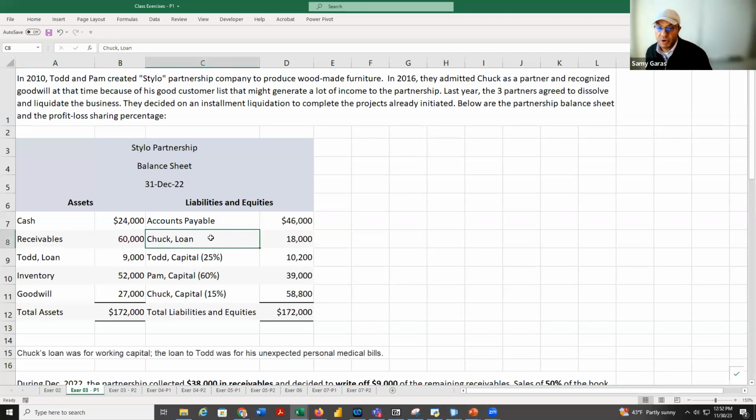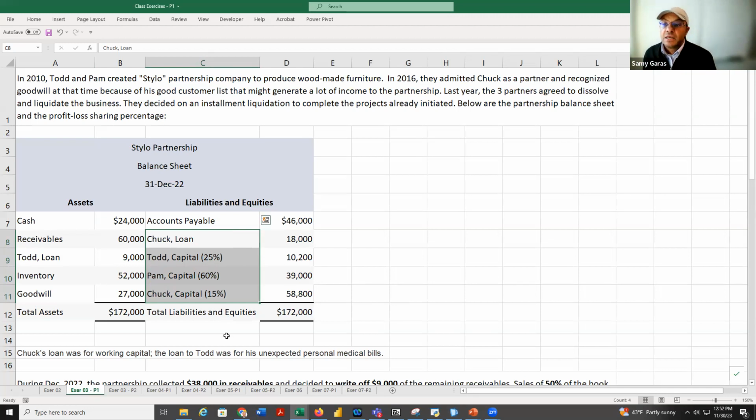Remember the ratio, number 1. The ratio of Todd, 25%, Pam, 60, Chuck, 15. So what does it mean? If the company made gain or loss, we distribute the gain or loss among the partners by this ratio.